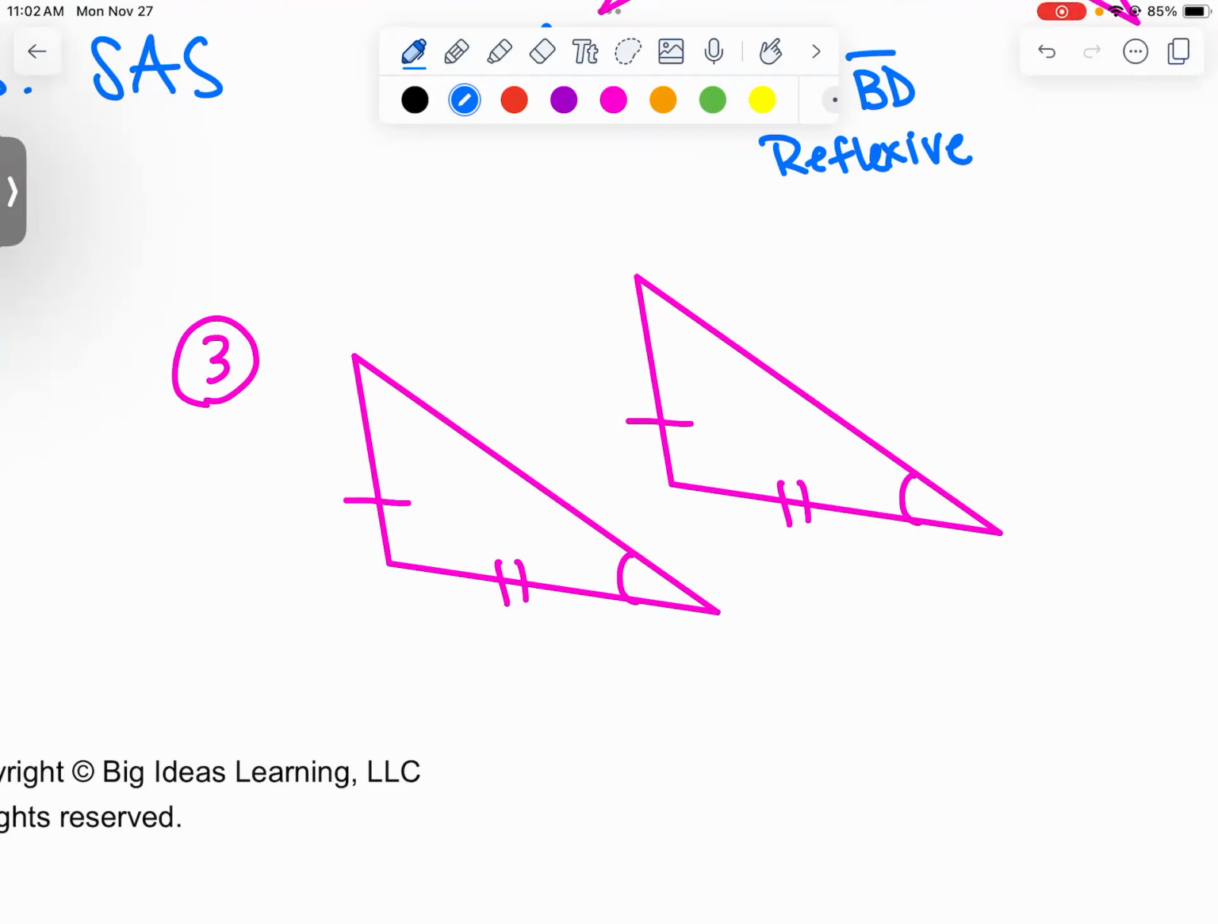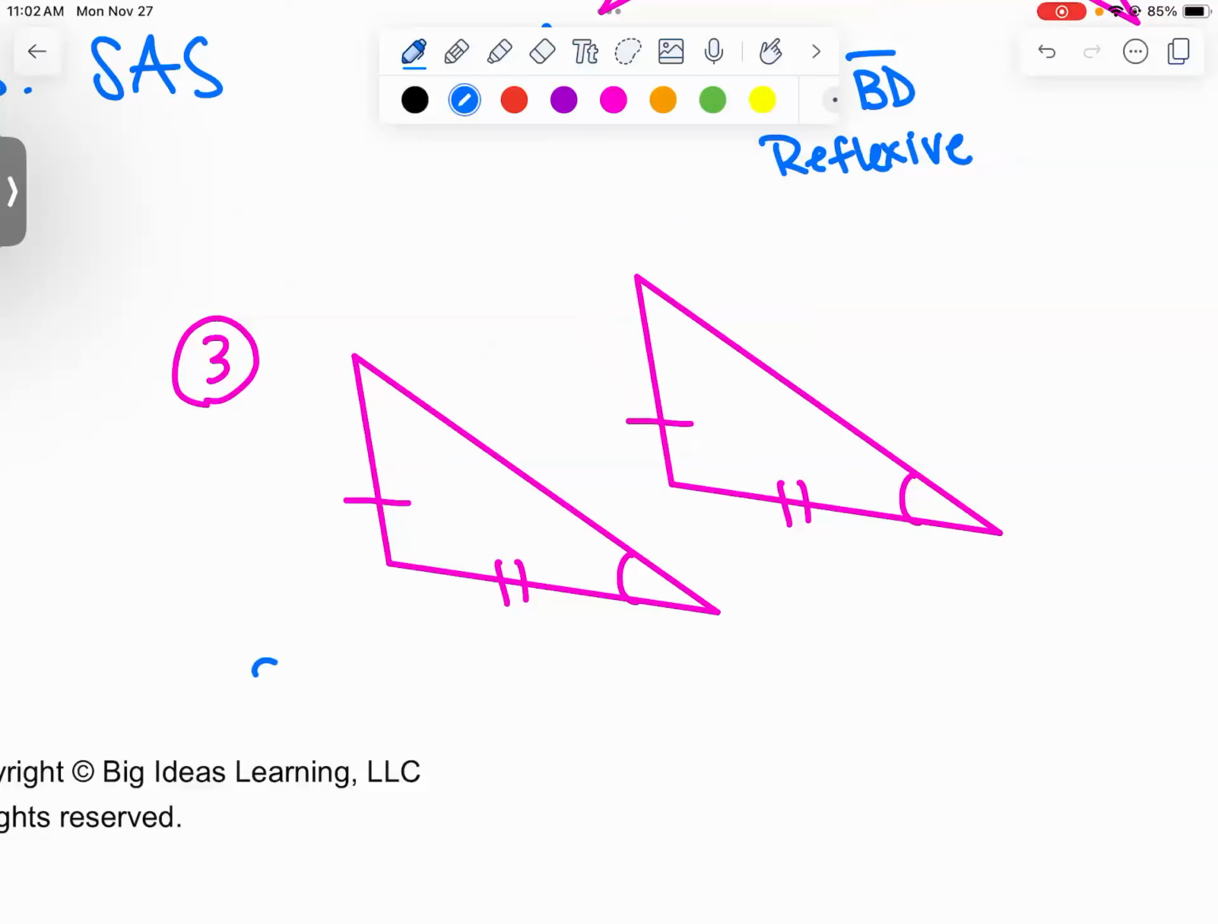All right, what do you think? What'd you say? Between what? So this angle is not in between the two sides. Okay, and I said that was important, right? Okay.